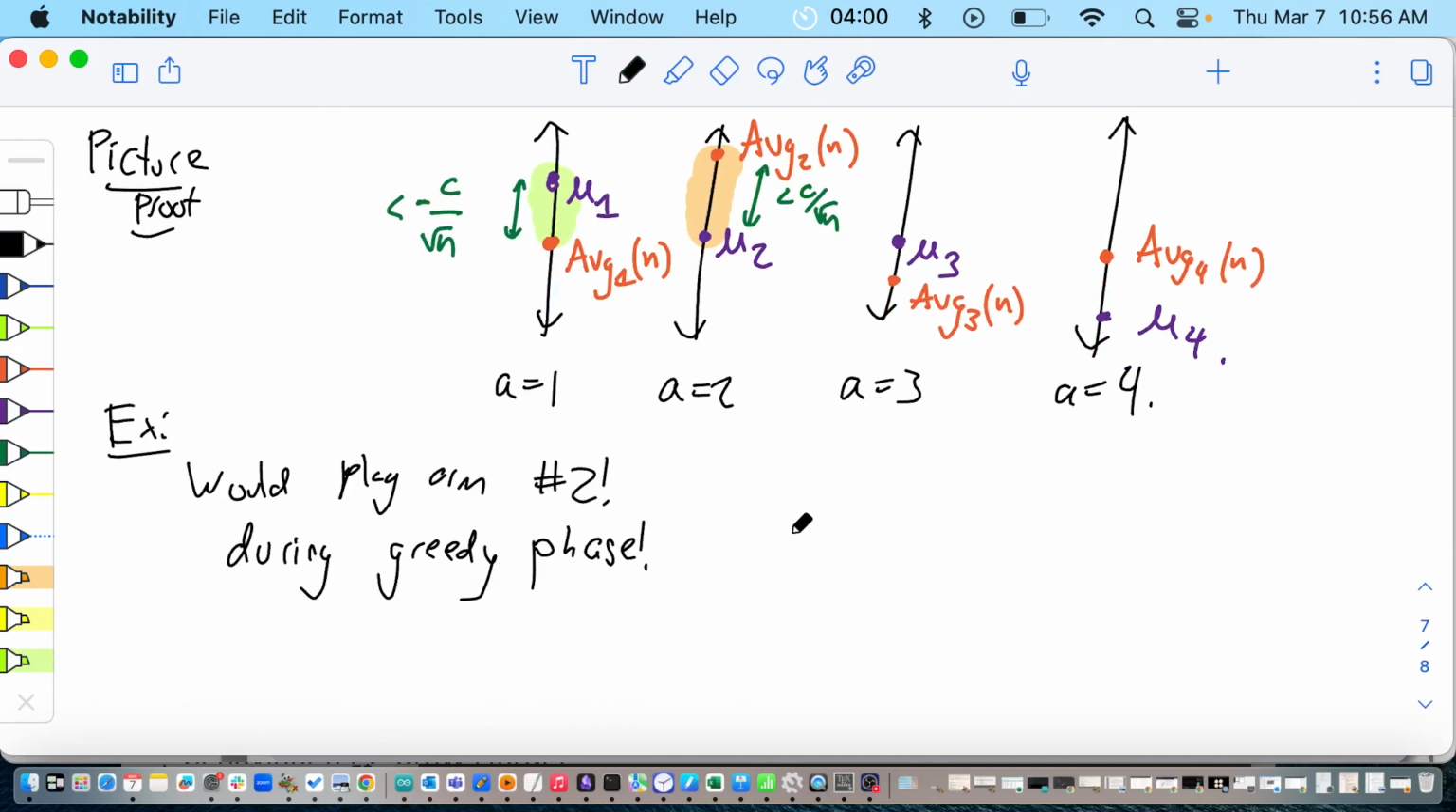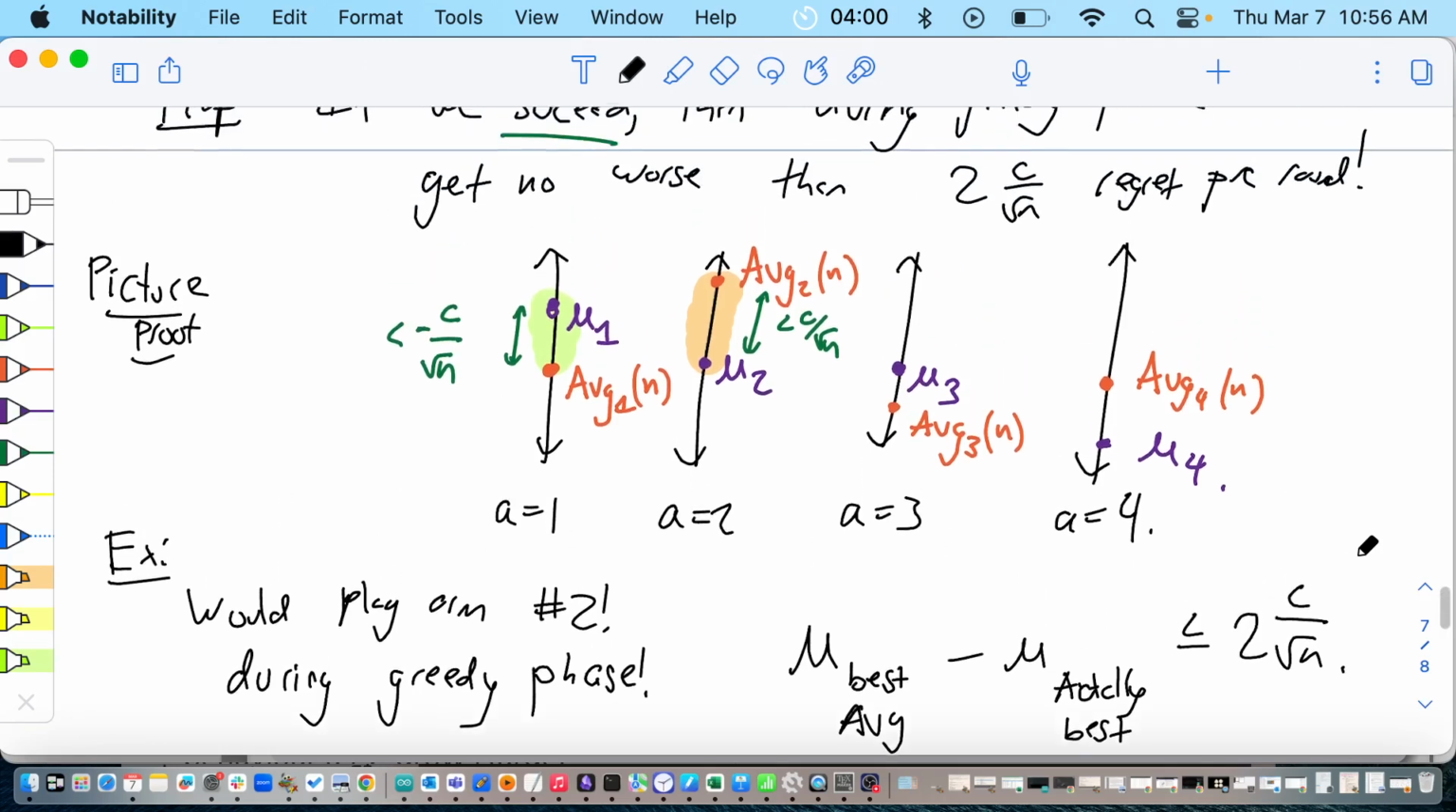can't be more. So mu best average minus mu actual best is going to be less than 2c over square root of n. That's the regret of the arm we pick. So that's the picture proof.